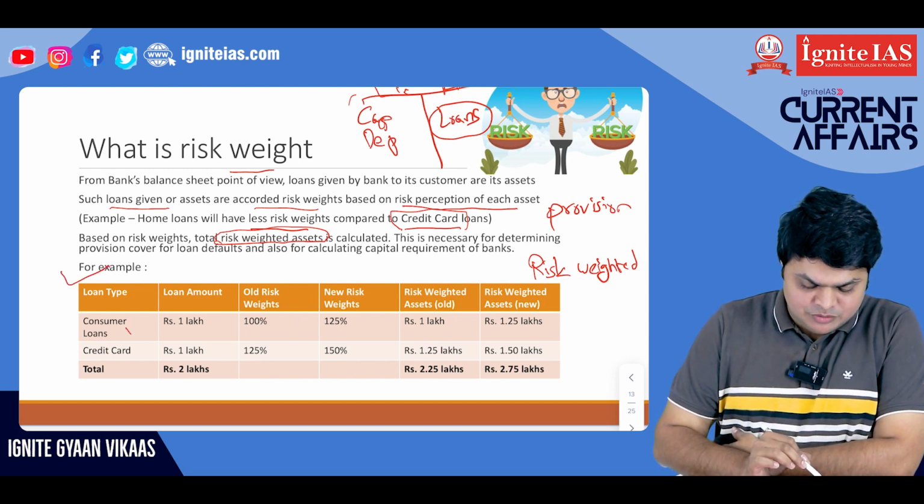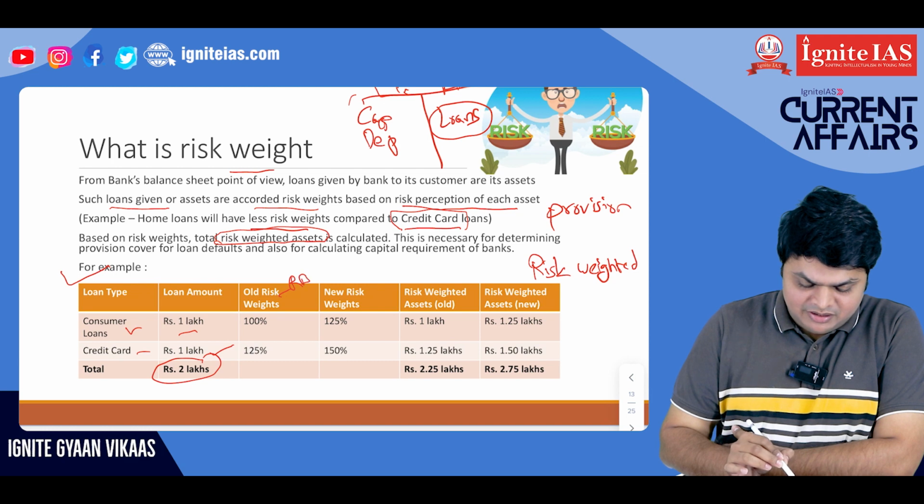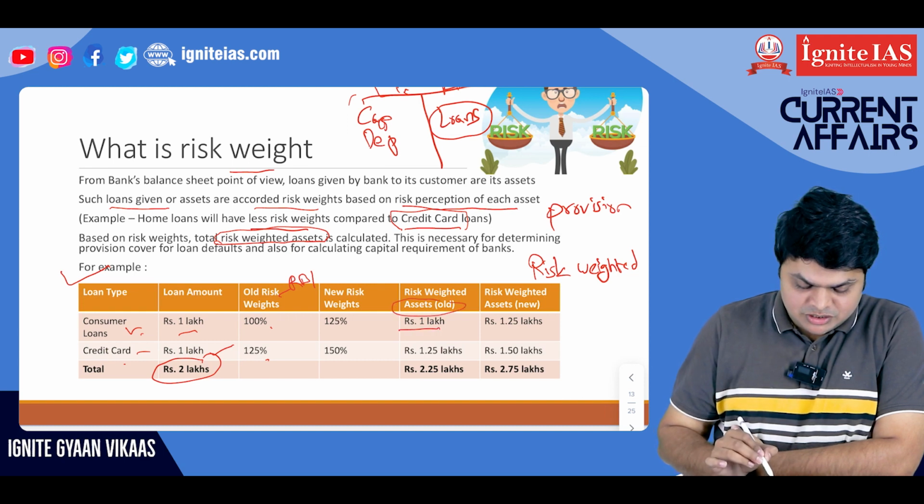Suppose a bank has given a consumer loan of 1 lakh and credit card loan of 1 lakh. So total loan given by banks are 2 lakh. Now, old risk weights given by RBI for consumer loan were 100%, for credit card loan were 125%. So as per old risk weights, the risk weighted assets would be 1 lakh for consumer loan, 1.25 lakh for credit card loan. So total 2.25 lakhs.